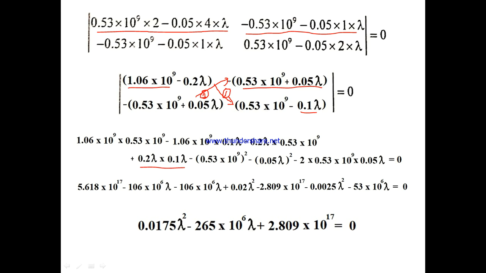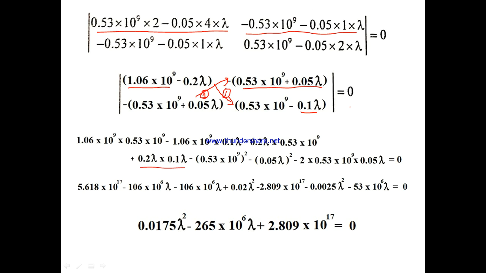Here minus of minus becomes plus, but in the determinant multiplication starts with minus. So this becomes the (a plus b) whole square formula. Because of the minus, everything becomes minus: minus a square, minus b square, minus 2ab. Okay, because we have the minus.